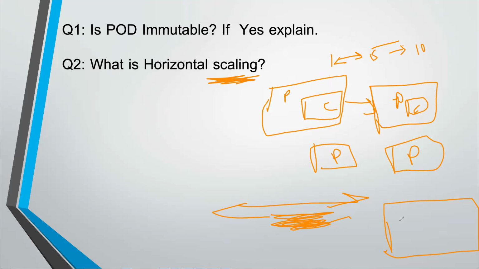But in a single pod, you can't increase the same container multiple times. That is not the case; you can't increase multiple copies of the same container inside the pod. Rather, we can only increase the pod. That's why we call it horizontal scaling of the pod. Let us go to the next question.